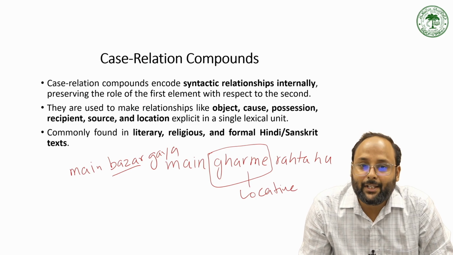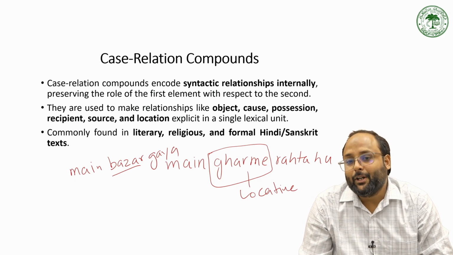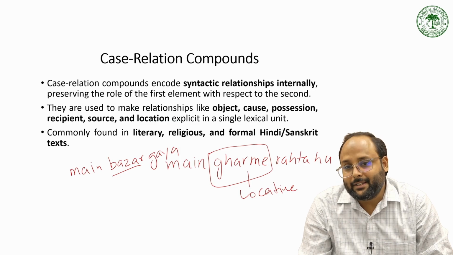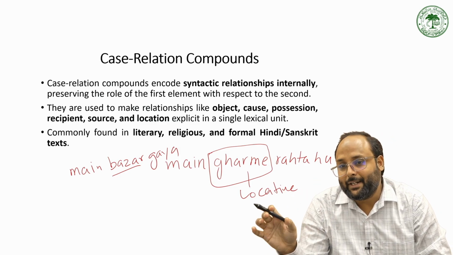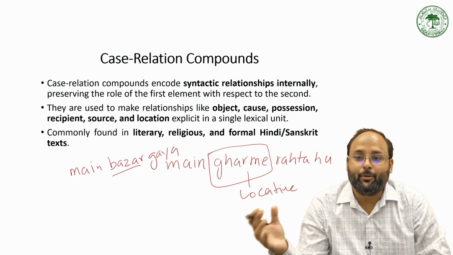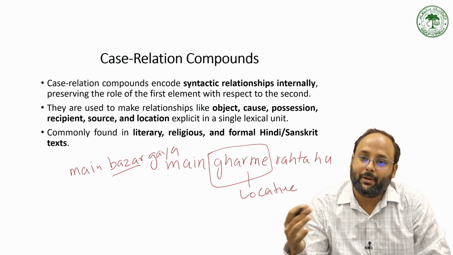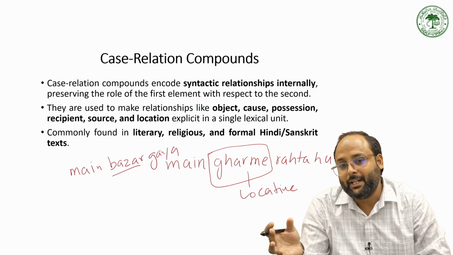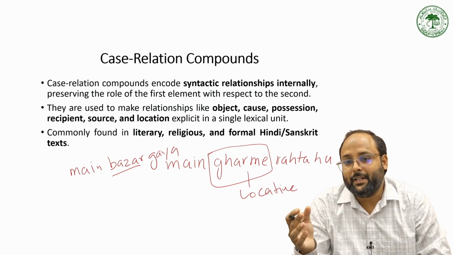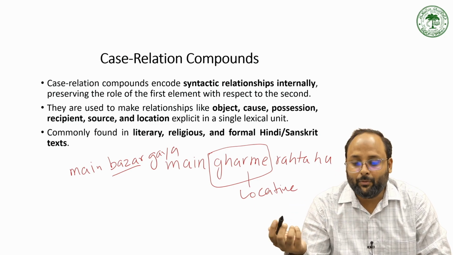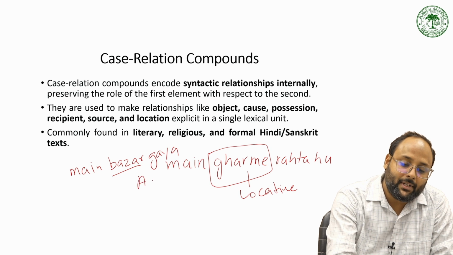But in the case relation compounds, the whole case relation is determined only by the two words. One word determines the case, and the other word determines the action or the quality, and by the quality of the other element, the first element gets this kind of case relation. So we have two words like A plus B.